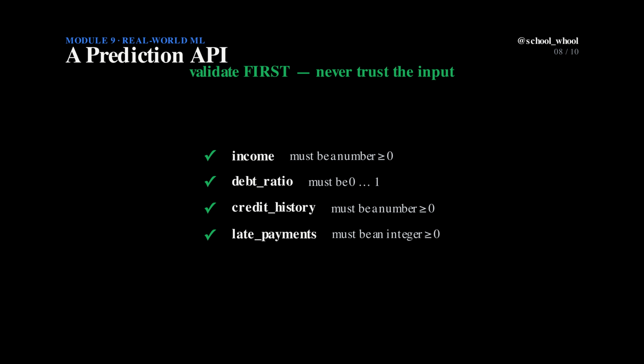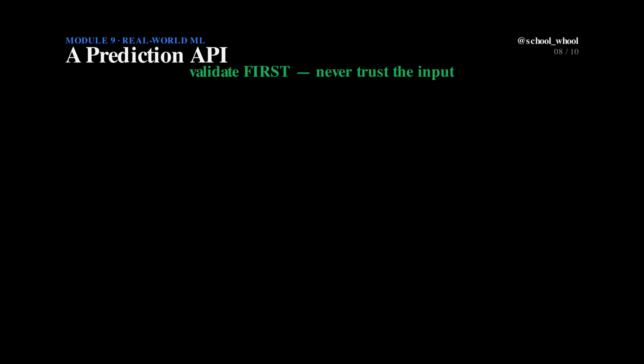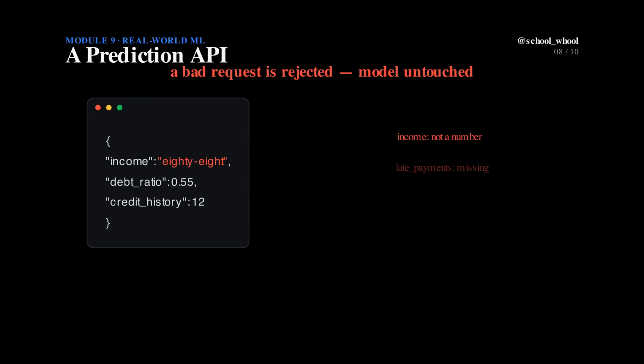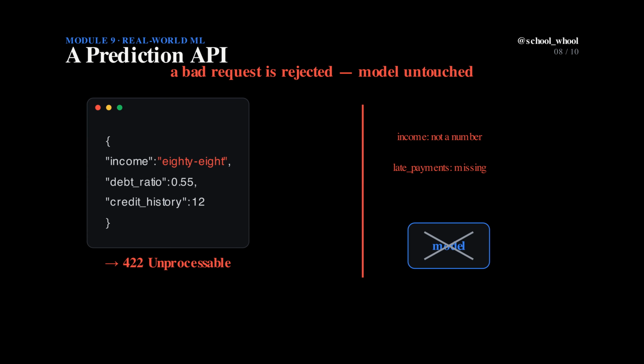Why bother? Because requests will arrive broken. Look at this one. Income sent as the words "88" instead of a number, and late payments missing entirely. Validation catches both, and the request is turned away with a clear error, 422, unprocessable. It never reaches the model. A garbage input can't become a garbage prediction.